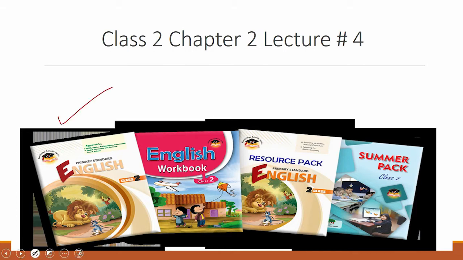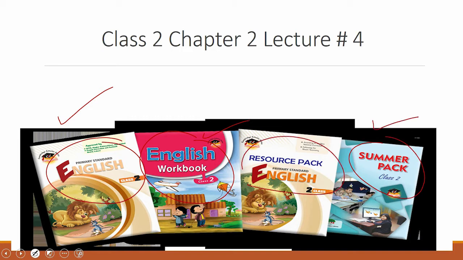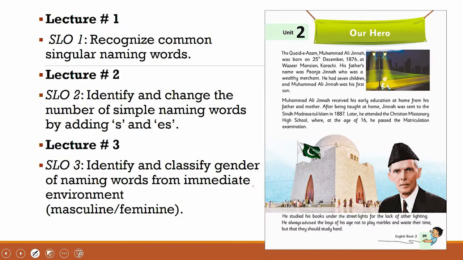The resources you need are the English CSS textbook, the English CSS workbook, and the English CSS summer pack for grade 2. The resource pack is available on the website for the parents and teachers to guide their students. Let's have a quick recap.